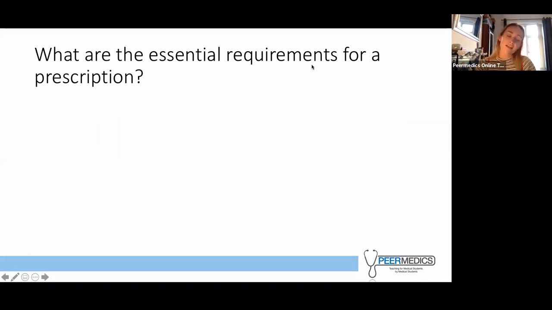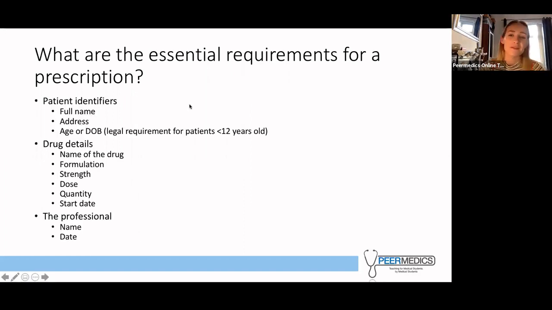So starting off, just using the chat function, can you tell me what are the essential requirements for a prescription? Great. Anything else? Yeah. Okay. As you're all warming up, firstly, we start with patient identifiers, as some of you said.